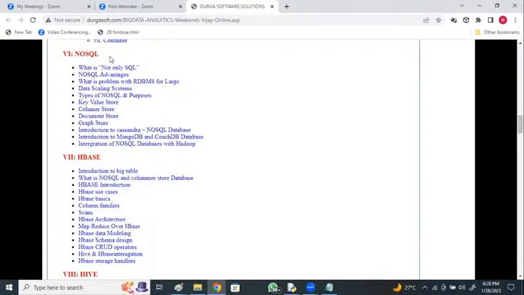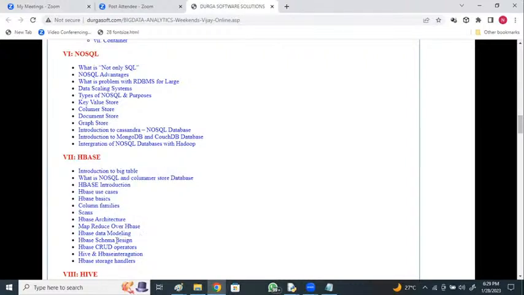The NoSQL advantage is that record to record, a different number of fields or columns can be maintained. In SQL, from the first record to the last record, the same number of columns needs to be maintained, right? But in NoSQL, my first record can have 3 fields, the second record 5 fields, the third record 10 fields, right? Record to record, a different number of fields can be maintained. And as part of our course, I'll be discussing HBase, one NoSQL database.